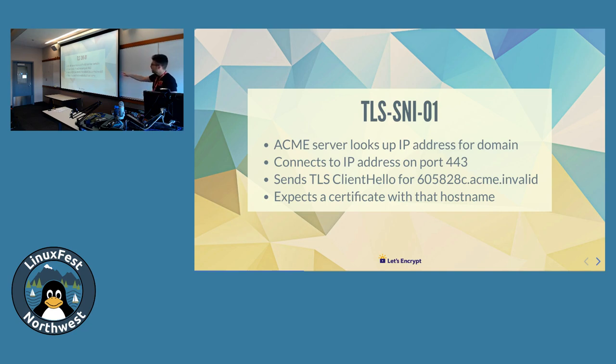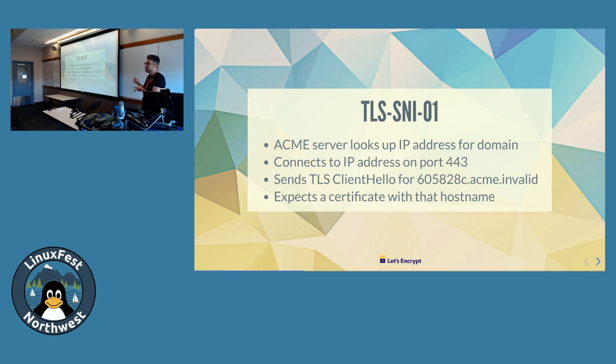So here's an example token. This is shortened for brevity, but blah, blah, blah, dot acme dot invalid. And we expect to get back that certificate. If the ACME server doesn't get back that certificate, that means you probably didn't control that host and you weren't able to upload a certificate to prove that you controlled it.